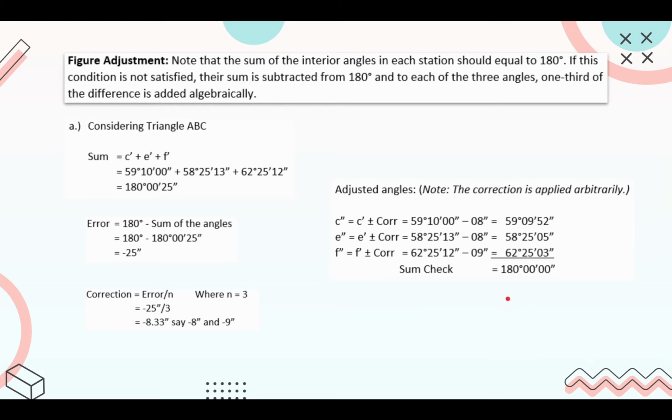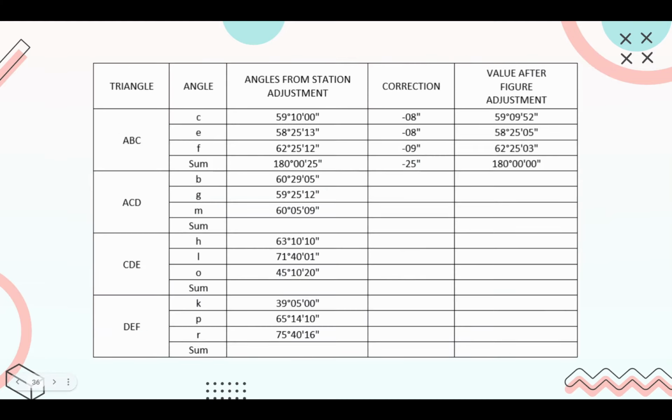Also, it is important to take note that the correction is applied arbitrarily. Therefore, you may use negative 9 seconds as the correction for C double prime and negative 8 seconds as the correction for E double prime and F double prime. As long as only one angle uses the rounded up value, or in this case negative 9 seconds, then it would be okay. We then input our computed values for the given triangle into the table that was presented earlier.